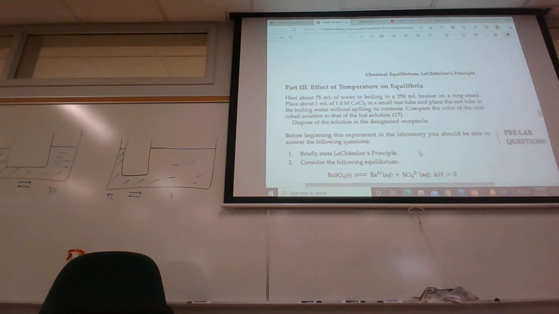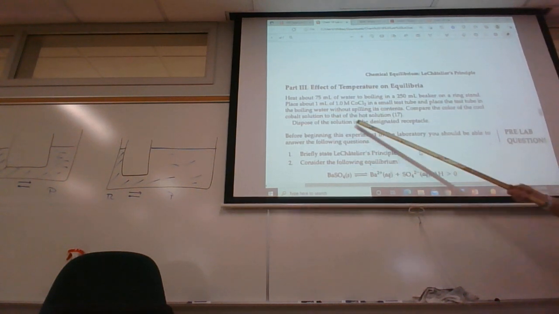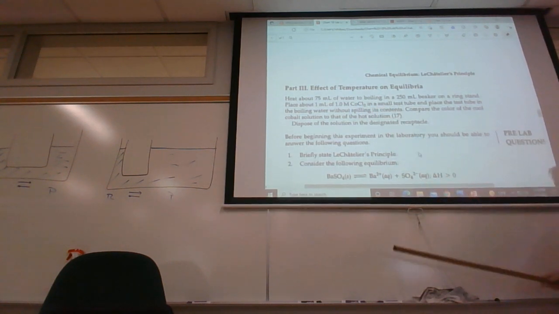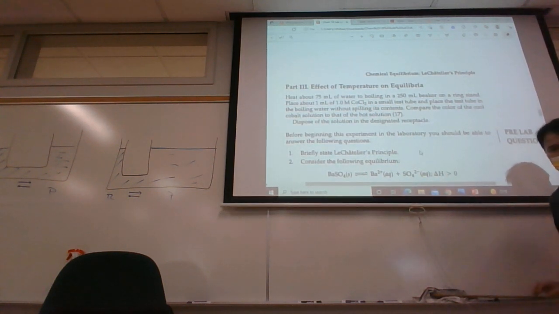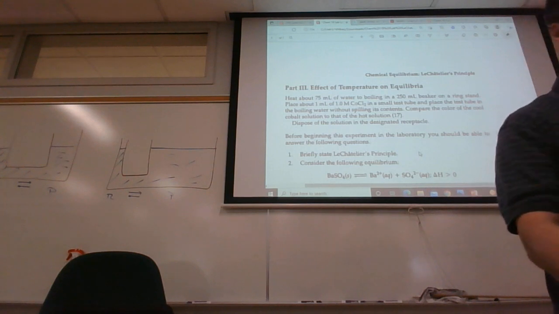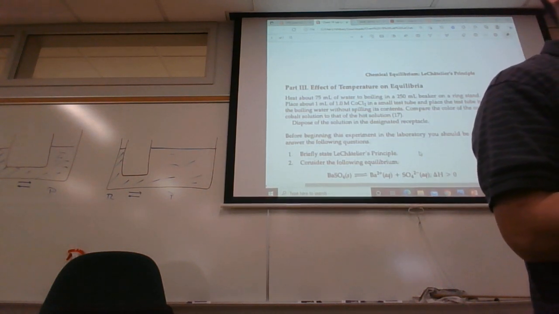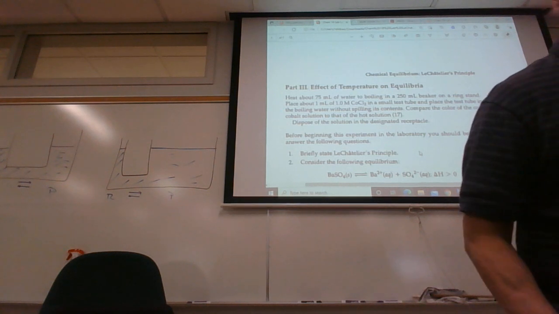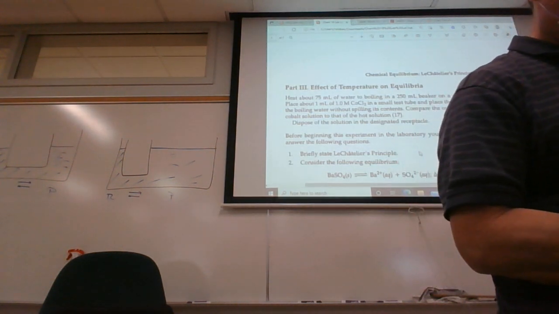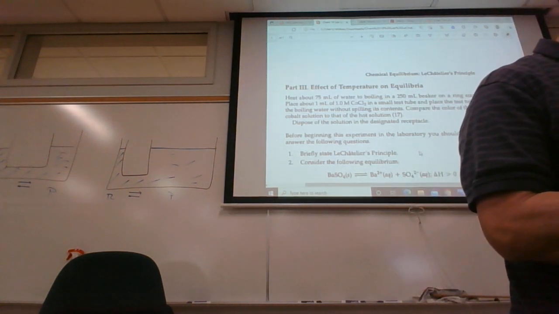The final one is this. Heat about 75 milliliters of boiling water. Well, when we heat test tubes, we have to be careful. One thing is we could try heating it over the flame, but that's too hot. The flame is extremely hot, getting closer to 1,000 degrees C.